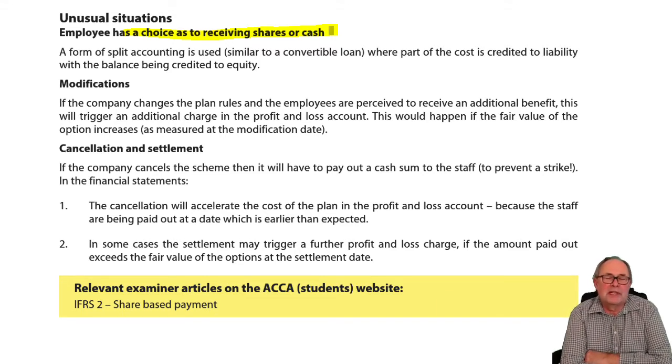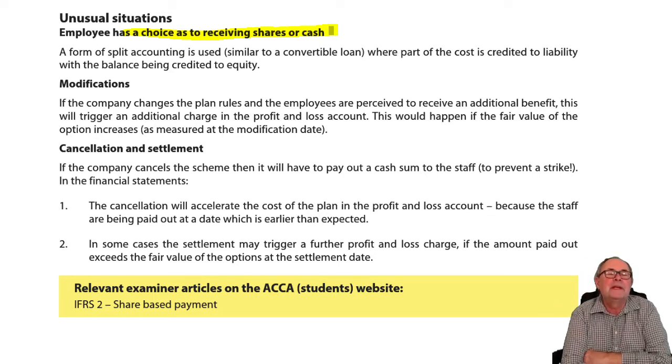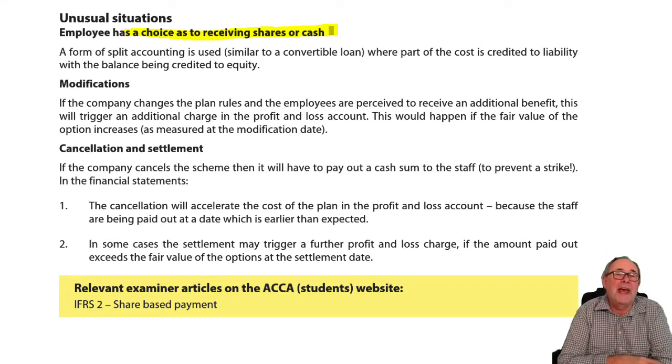And all I want to say for now is that we know that if you are giving people shares, you credit equity. If you're giving them cash, you credit liability. If you're giving them choice, then basically you make a little bit of a credit to both equity and liability.